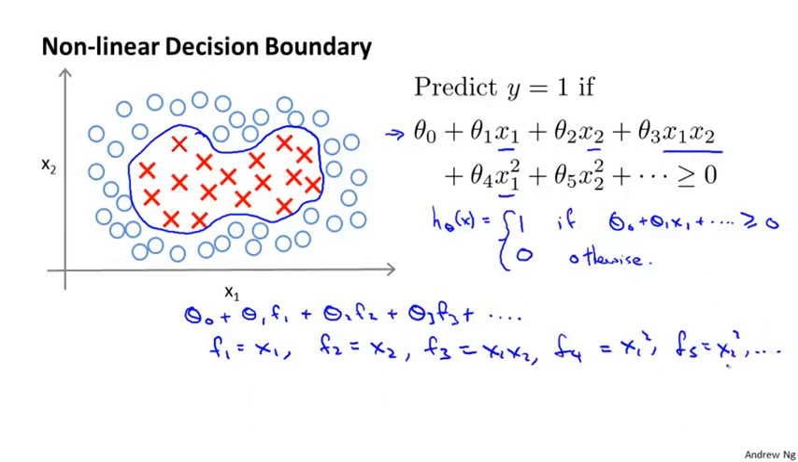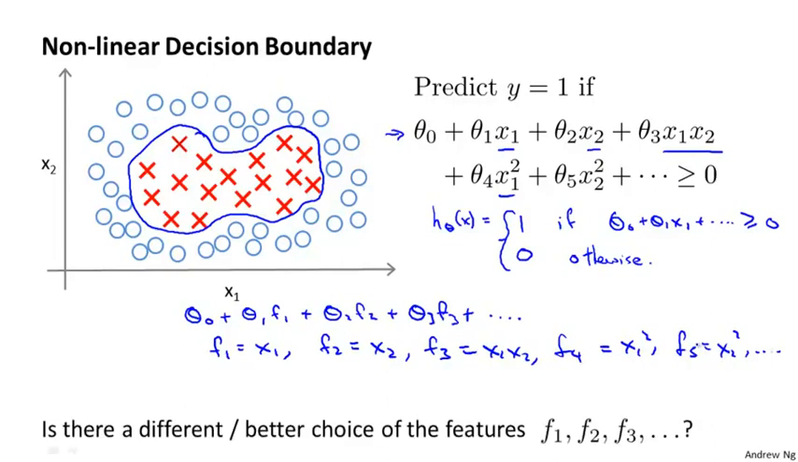And we've seen previously that coming up with these high order polynomials is one way to come up with lots more features, but the question is, is there a different choice of features, or a better choice of features than these high order polynomials? Because it's not clear that these high order polynomials are what we want. When we talked about computer vision, when the input is an image with lots of pixels, we also saw how using high order polynomials becomes very computationally expensive because there are a lot of these high order polynomial terms. So is there a different or a better choice of the features that we can use to plug into this sort of hypothesis form?